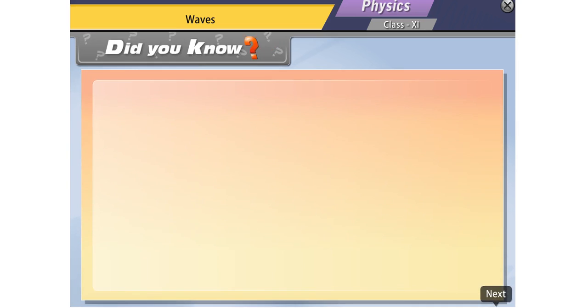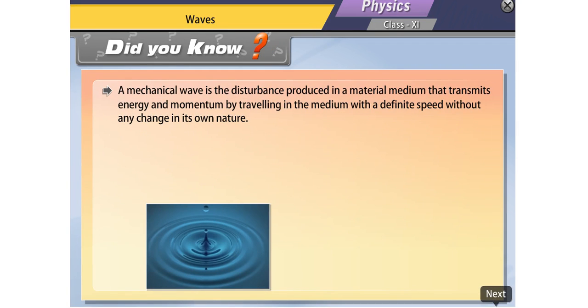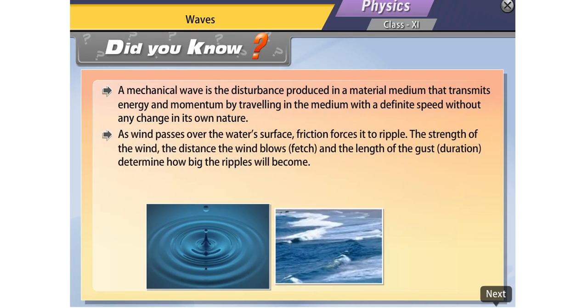Did you know? A mechanical wave is the disturbance produced in a material medium that transmits energy and momentum by traveling in the medium with a definite speed without any change in its own nature. As wind passes over the water's surface, friction force causes it to ripple. The strength of the wind, the distance the wind blows, that is fetch, and the length of the gust, that is duration, determines how big the ripples will become.